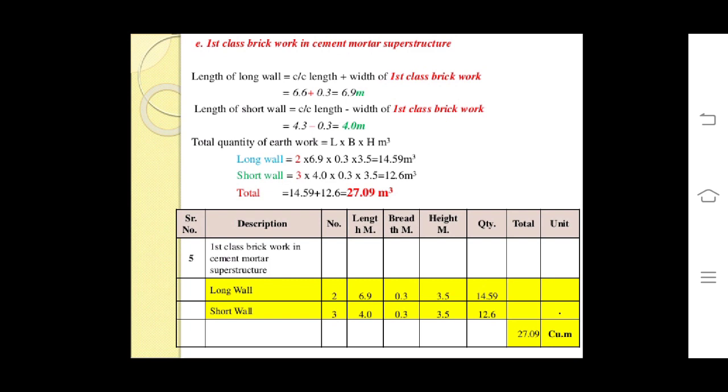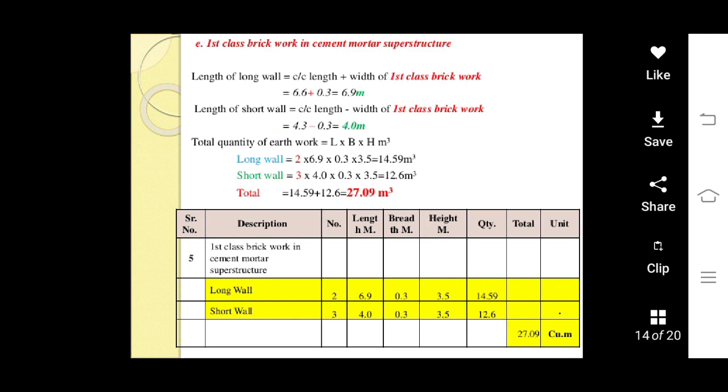The long wall length is equal to 6.6 plus 0.3, that is 6.9 meters, and short wall length is 4.3 minus 0.3 is equal to 4 meters. The total quantity can be calculated by multiplication of length, breadth and height. For long wall there are two walls, therefore the quantity can be calculated by multiplication of 2 into 6.9 into 0.3 into 3.5, which is equal to 14.59 meter cube.